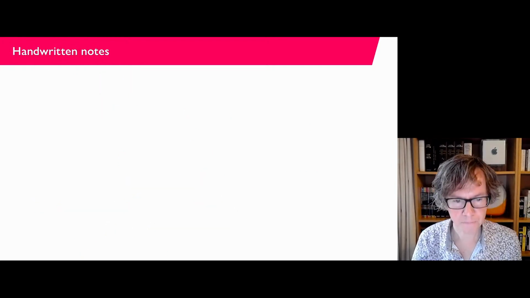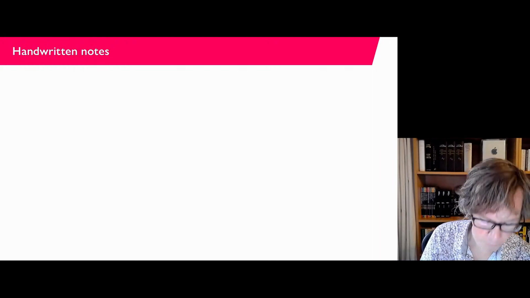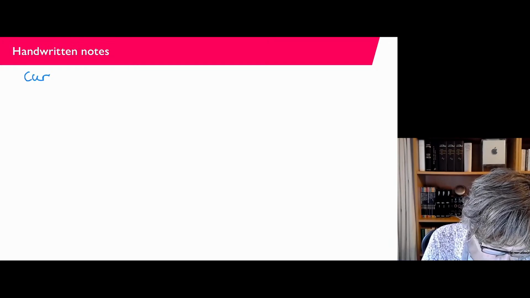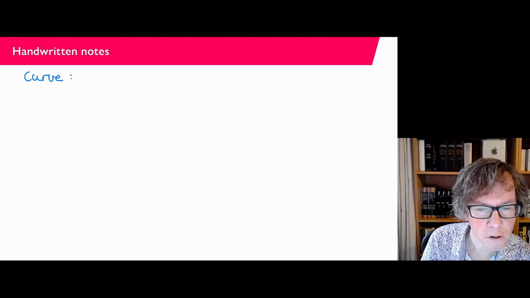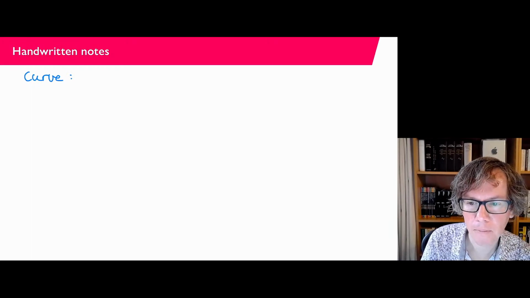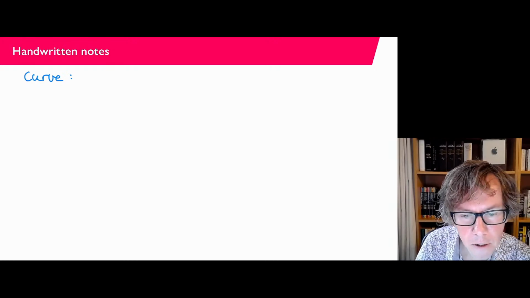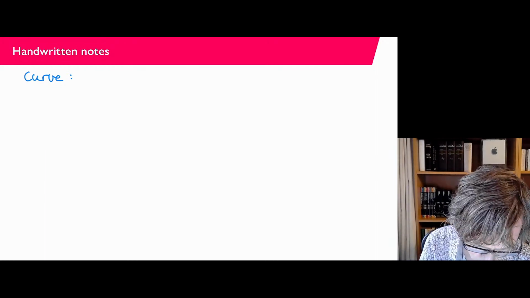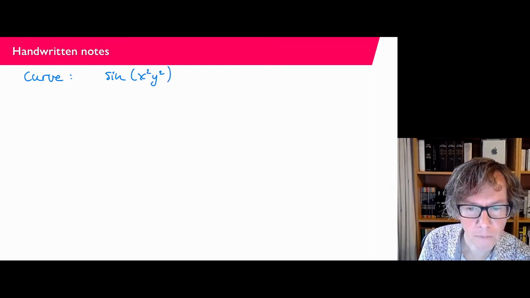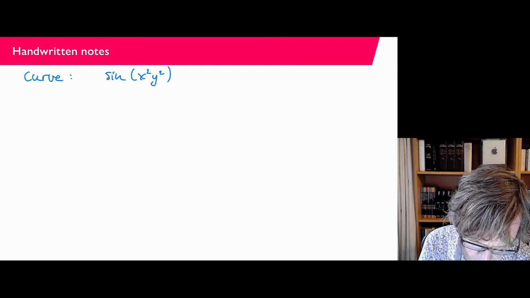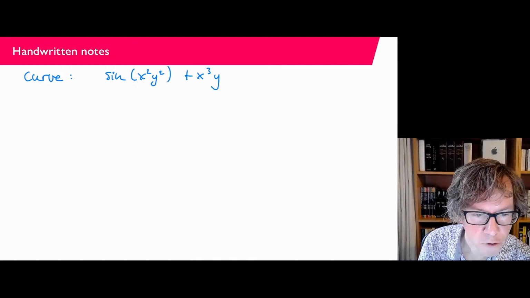So the question here is, we have a curve. And the curve is given by sine of x squared y squared plus x to the power 3 y equals x squared minus 4.